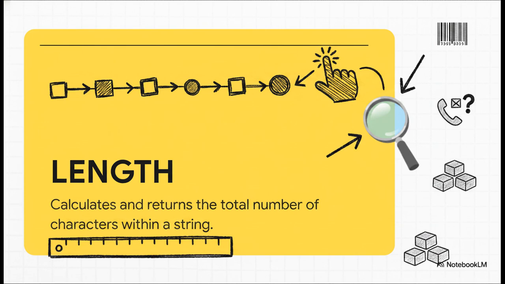Let's start with a super simple one, length. It's a built-in function that calculates and then returns the total number of characters within a string. Understanding the literal size of your data is often step 1 in any analysis. It instantly tells you if, say, phone numbers are missing digits, or if a product code is just way too short to actually be valid.